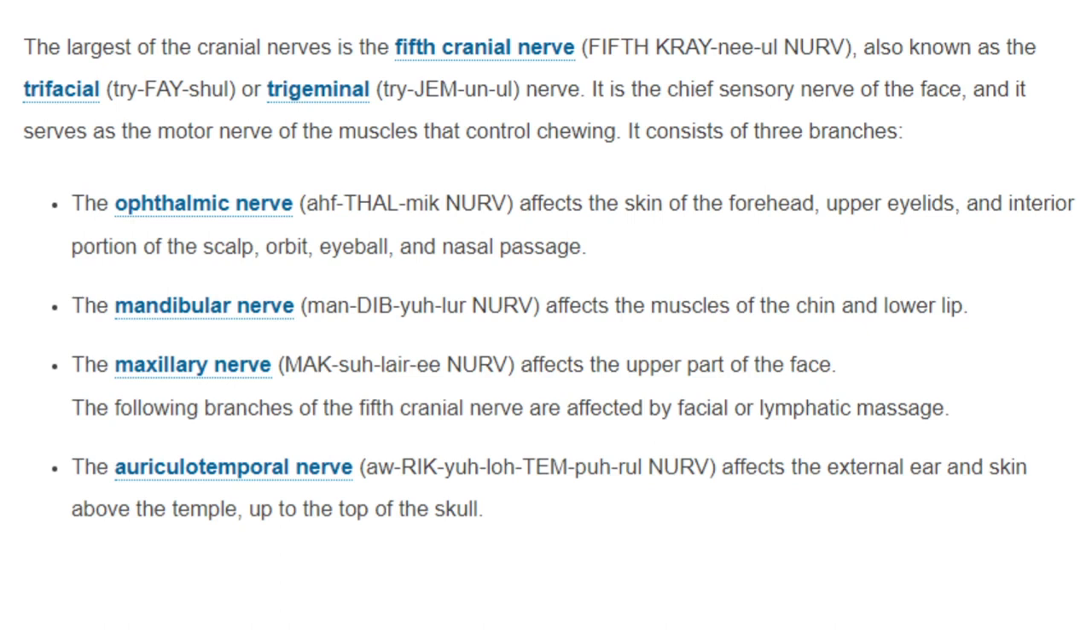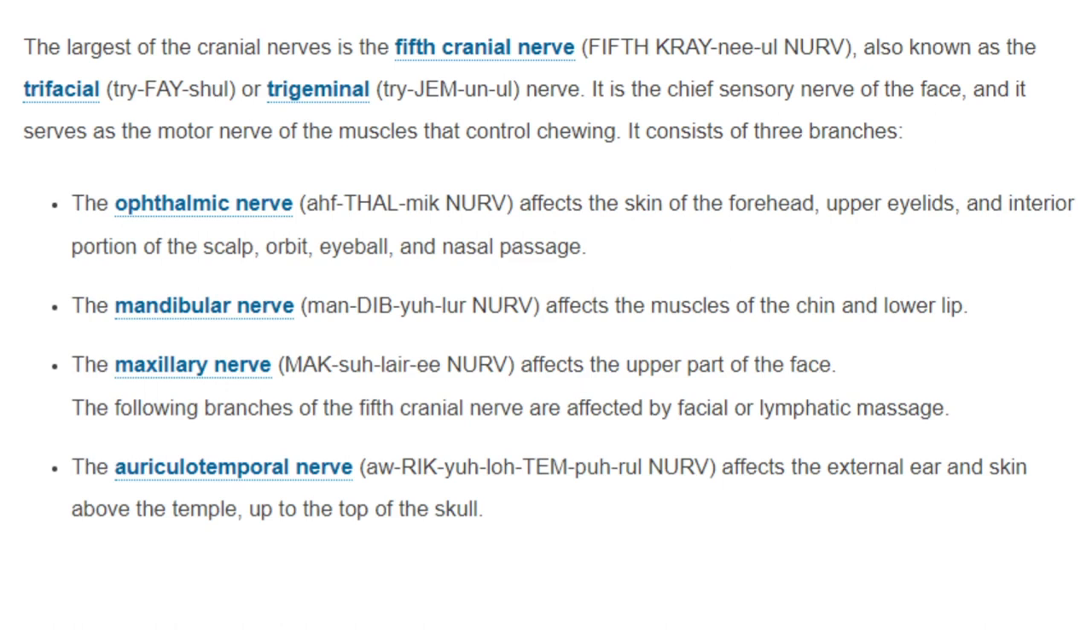The largest of the cranial nerves is the fifth cranial nerve, also known as the trifacial or trigeminal nerve. It is the chief sensory nerve of the face, and it serves as the motor nerve of the muscles that control chewing. It consists of 3 branches. The ophthalmic nerve affects the skin of the forehead, upper eyelids, and interior portion of the scalp, orbit, eyeball, and nasal passage. The mandibular nerve affects the muscles of the chin and lower lip. The maxillary nerve affects the upper part of the face.